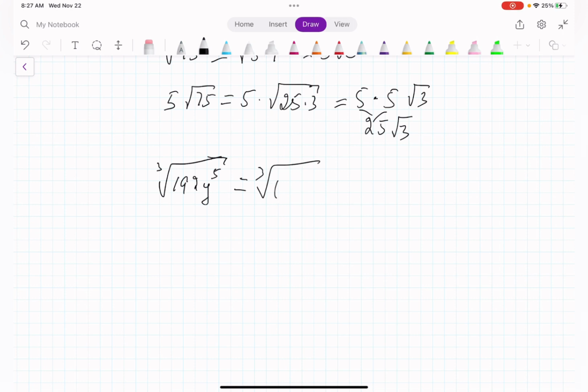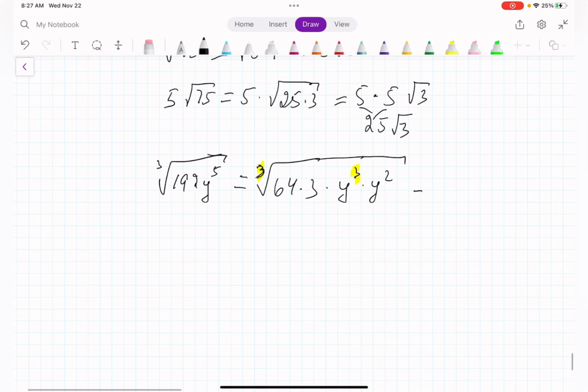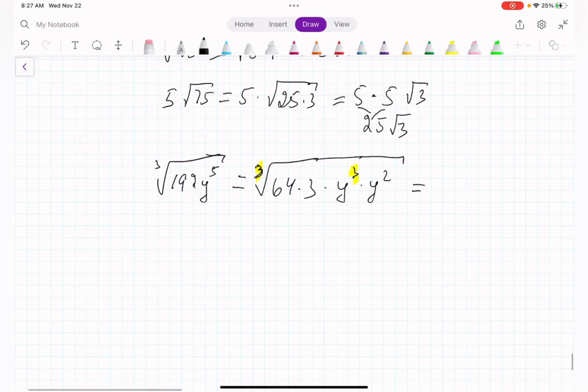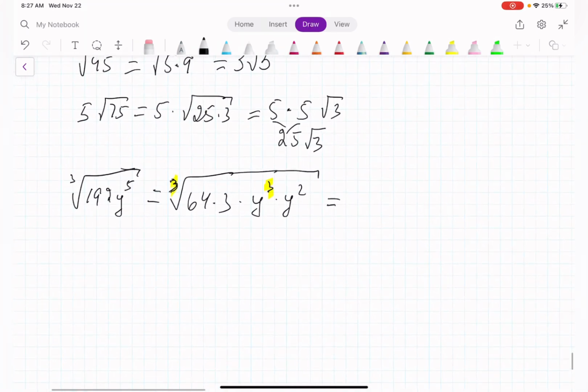So I can break down 64 times 3, and then y to the power 5, I'm going to represent as y cubed and y squared. I'm doing it in detail so it will be clear, because 3 plus 2 is 5, right? And why did I break it precisely into 3 and 2? Because I have a cubic radical here, so I need degree 3, and one y will come out. So next, the cubic radical of 64 is 4, because 4 cubed is 64.